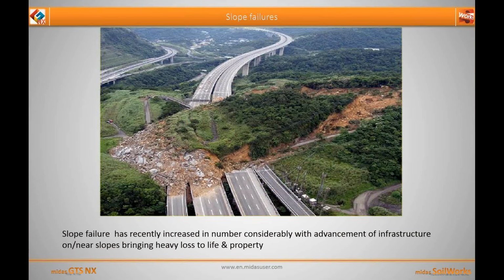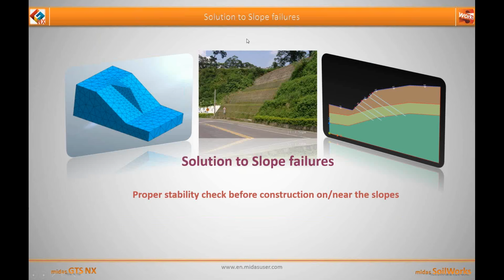So, slope failures. Slope failure has recently increased in number considerably with the advancement of infrastructure on or near slopes, bringing heavy loss to life and property. So what is the solution to slope failures? The solution is a proper stability check before one goes for construction on or near the slopes.